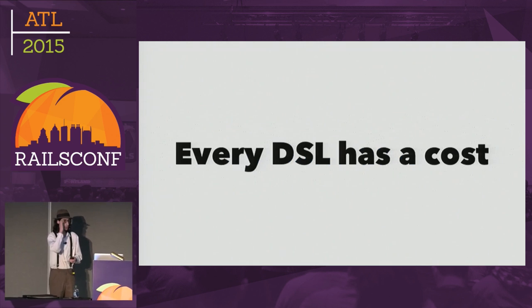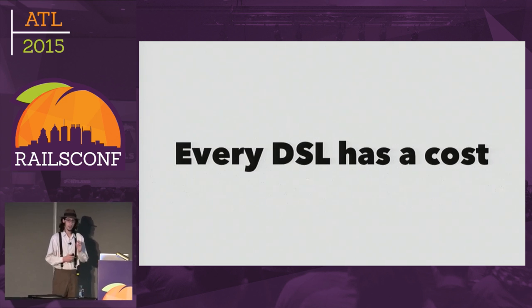And every DSL that you add has a cost. When you do add a DSL, you want to try to avoid adding DSLs on top of your DSLs on top of your DSLs. There's a lot of cognitive overhead for what behavior gets modified and where. You basically have to memorize every DSL that you introduce into your system. Understanding plain Ruby stops being enough. And the line between being helpful and less painful and being too magic is very, very thin.